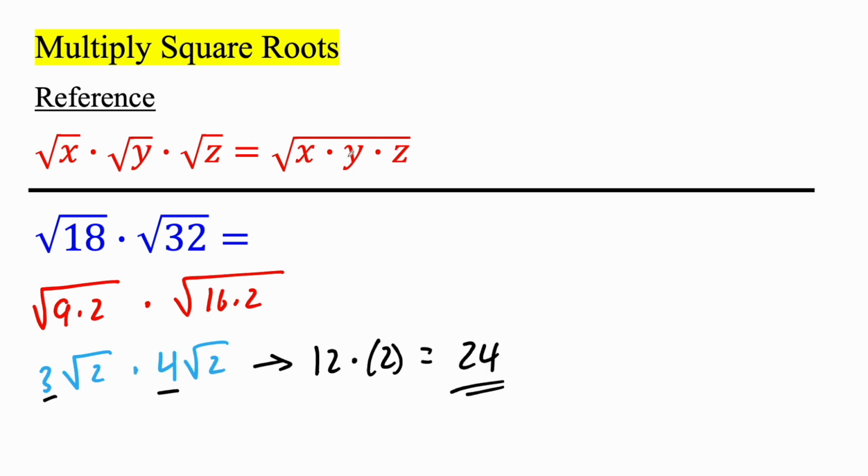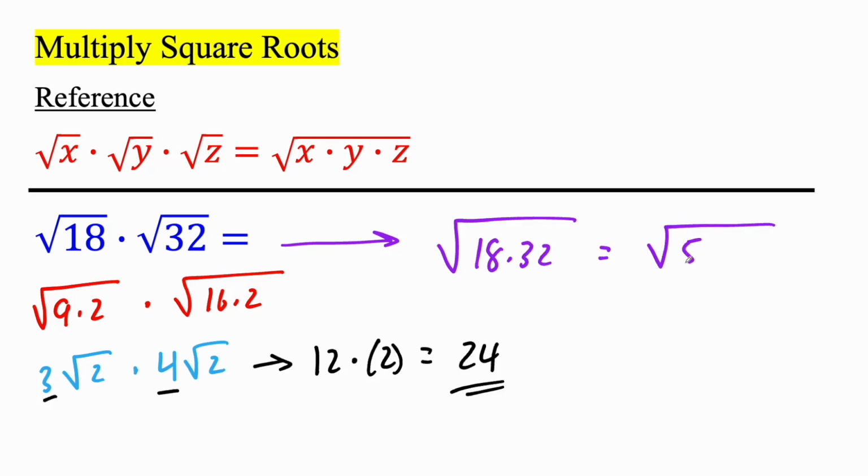Of course, we can use this method, so we'll just multiply it out. So the square root of 18 times 32, and this is going to give us the square root of 576, which we know is 24. So two ways of solving.